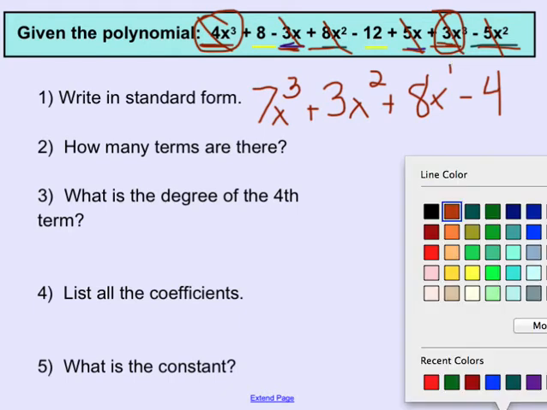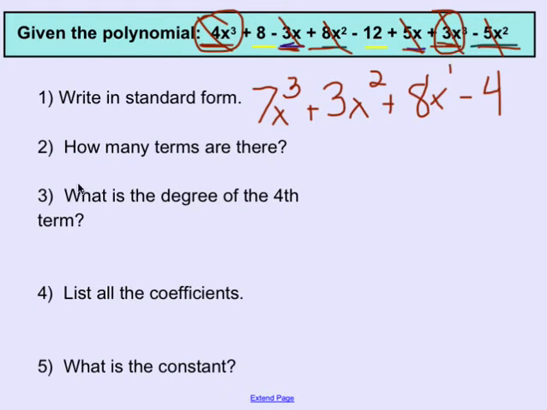So let's go ahead and answer some questions about this polynomial. How many terms are there? There's 1, 2, 3, and 4. So there's 4 terms.